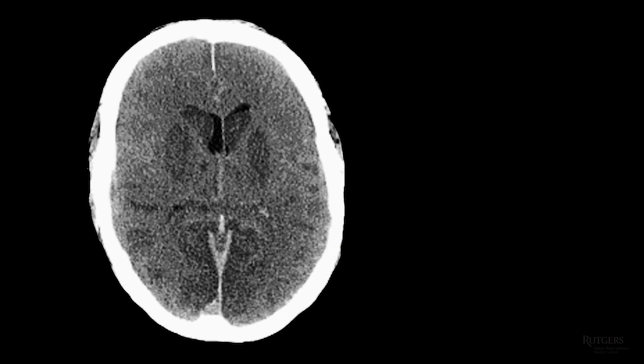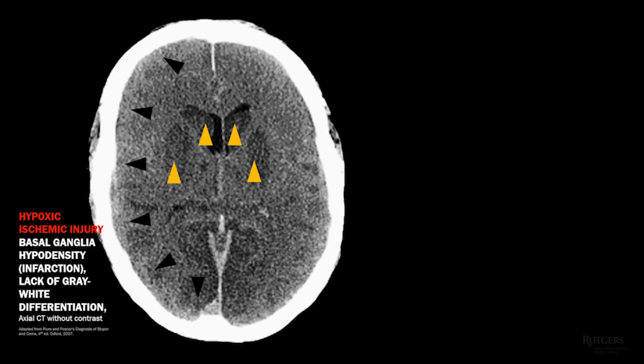Now look at this axial head CT slice through the basal ganglia. What's abnormal? That's right, the basal ganglia and the cortical ribbon appear to be symmetrically hypodense. So imagine a brain suffers a global anoxic ischemic injury, such as during cardiac arrest or drowning.